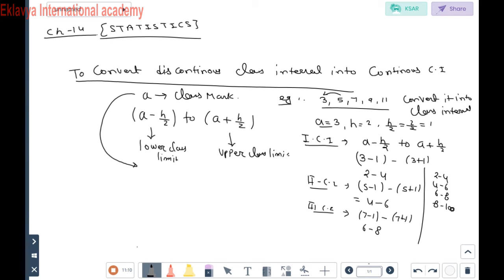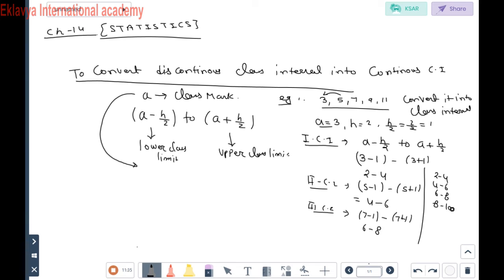Understand, students? Any problem? Do all students understand? Is any student having a problem? No? Now next is, understand? Having any problem? No, sir.